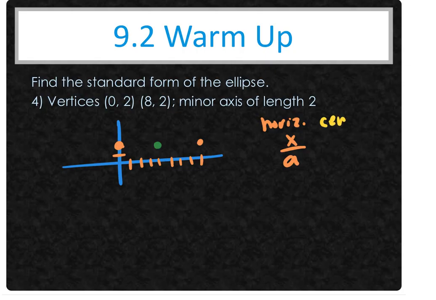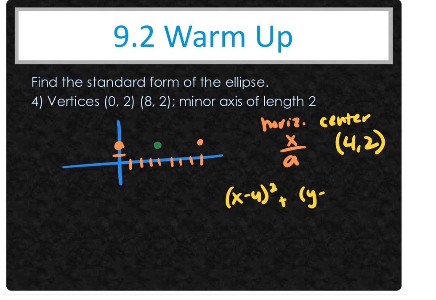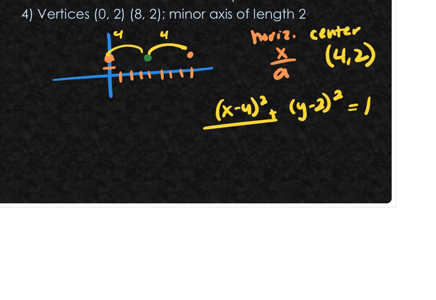So my center is (4, 2). So I get (x minus 4) squared plus (y minus 2) squared equals 1 already. And I know the x is going to get the a. So the a is the distance from the center to either of these points, which would be 4. Now I get this is over 4 squared, which is 16.